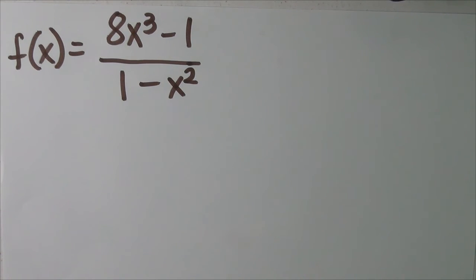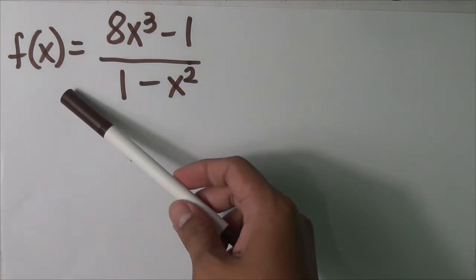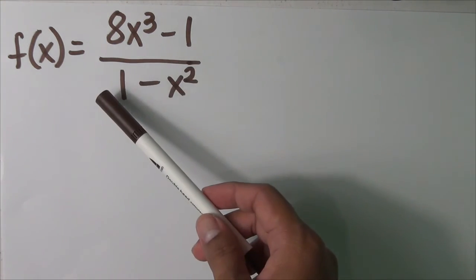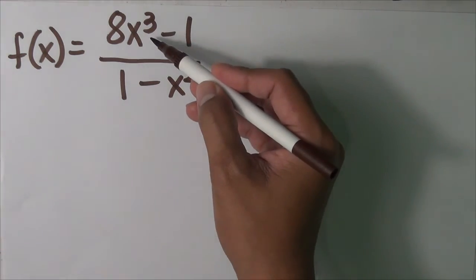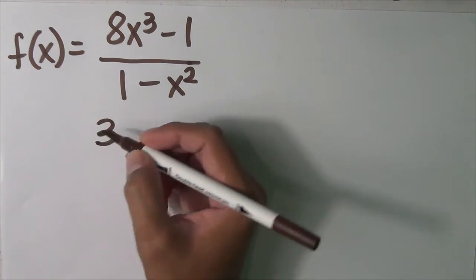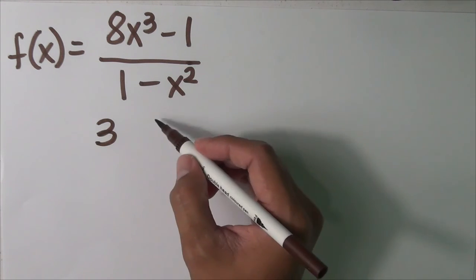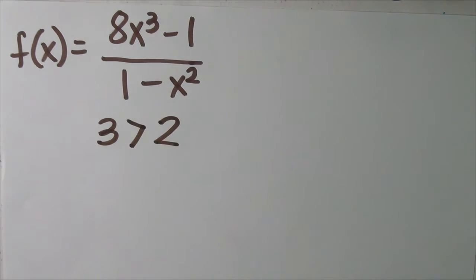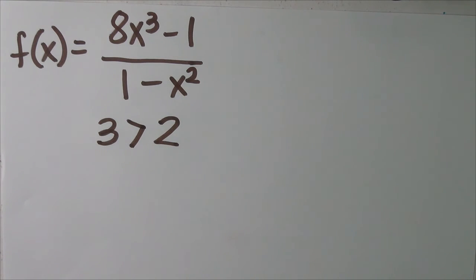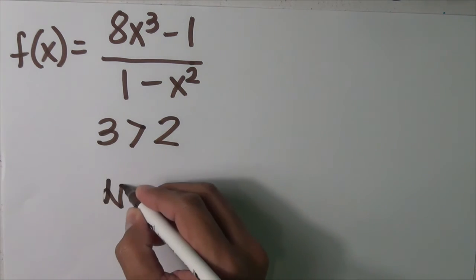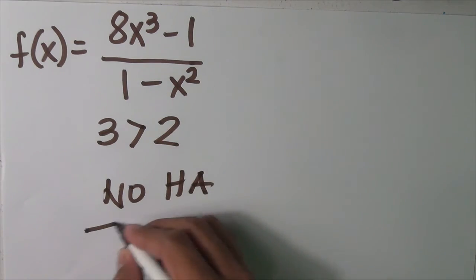Let us have the last example. Let's determine the horizontal asymptote of this rational function. f(x) = (8x³ - 1)/(1 - x²). Let's find the degree of the numerator. The exponent is 3, so our degree is 3. And the degree of the denominator is 2. 3 is greater than 2. The degree of the numerator is greater than the degree of the denominator. Therefore, there is no horizontal asymptote.